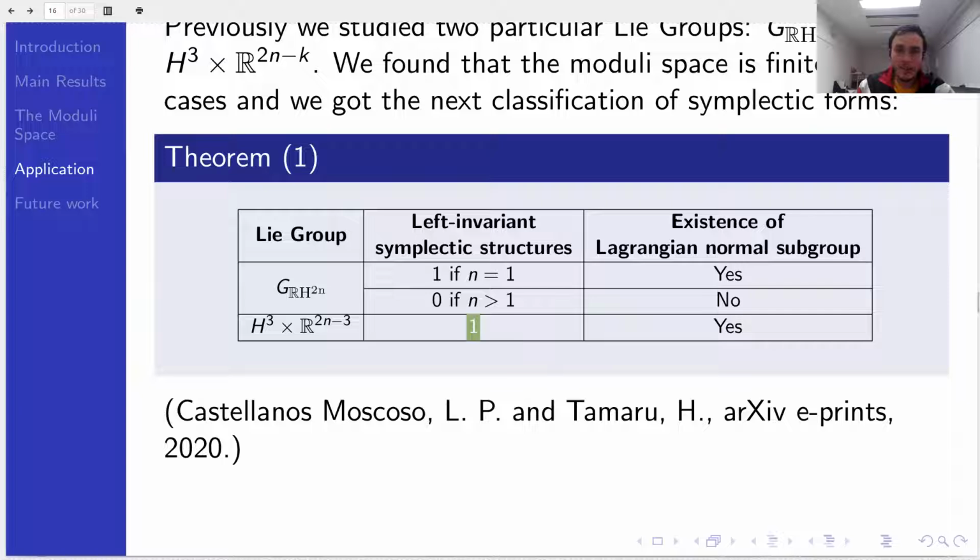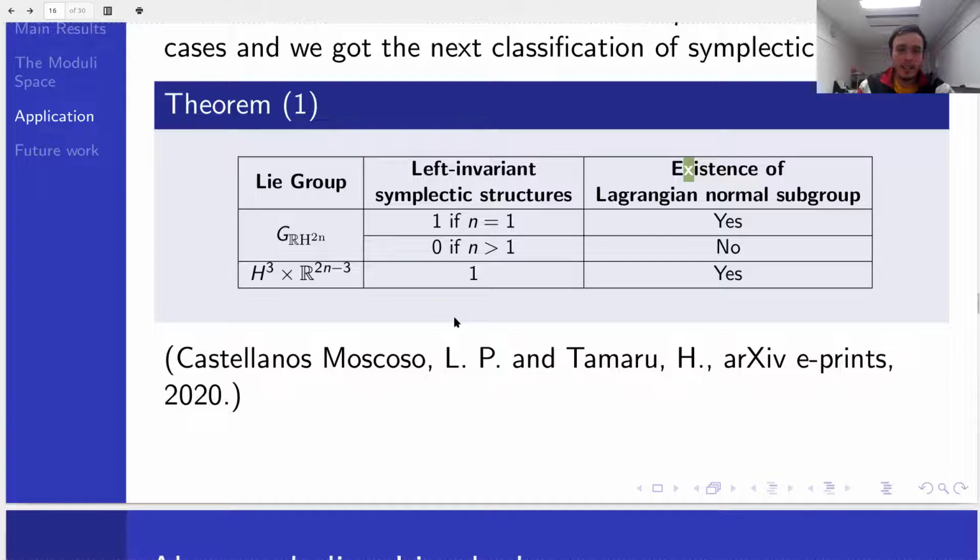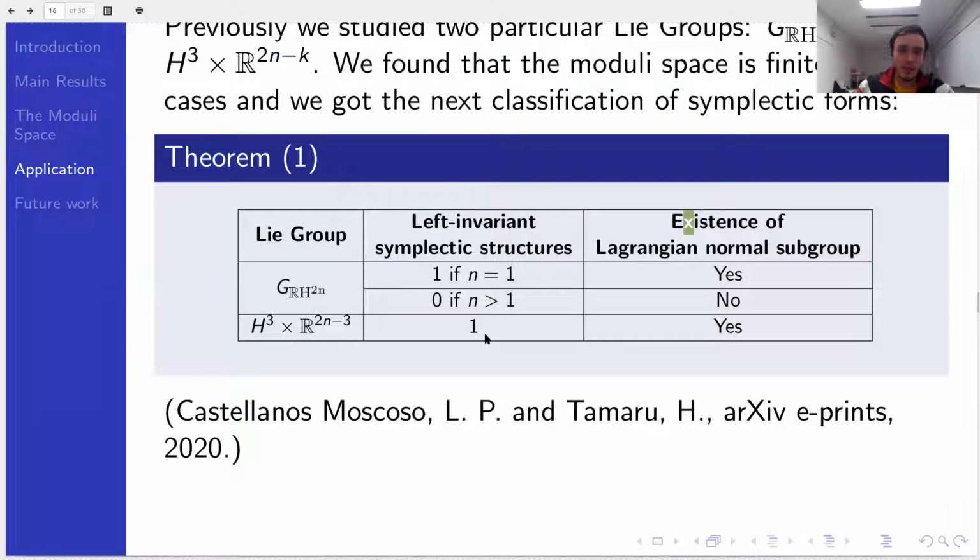I didn't talk about Lagrangian normal subgroups, but the idea here is that again, if we have the Milnor type theorems, because everything is written in terms of a nice symplectic basis, then you can search for some nice subspaces, for example. But I will skip this part. The details of this are in this paper.